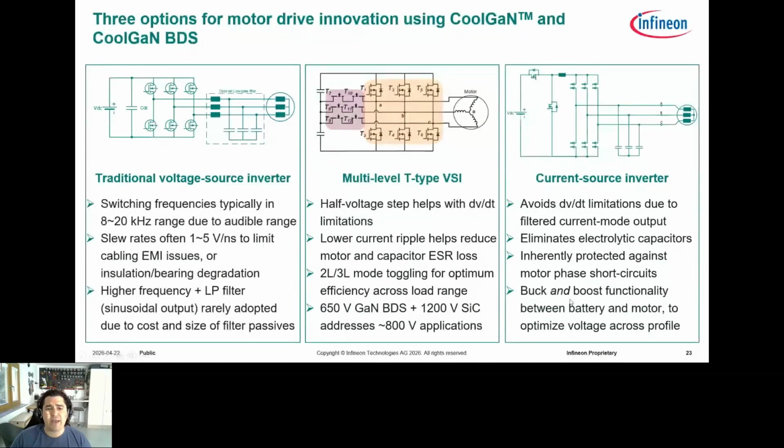And lastly, you have buck and boost functionality from the battery. So the VSI is essentially just 3 buck converters, right? It's bucking down. It can apply to the motor any voltage up to the battery voltage, but nothing higher.